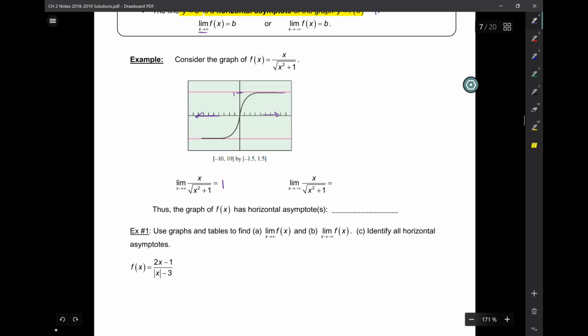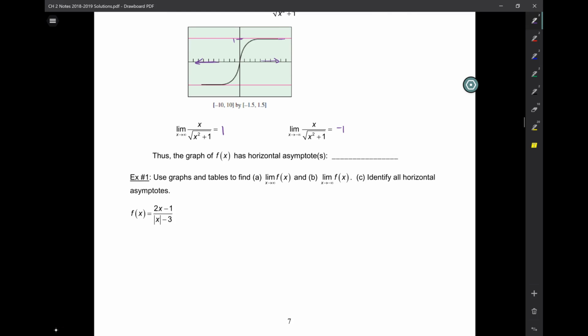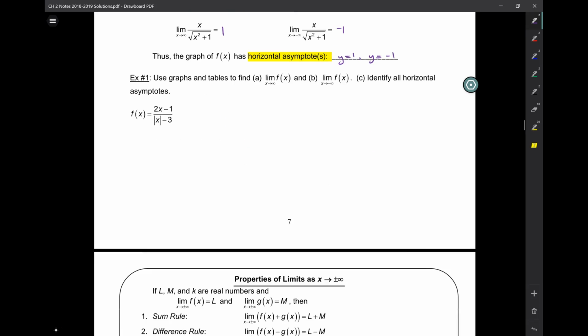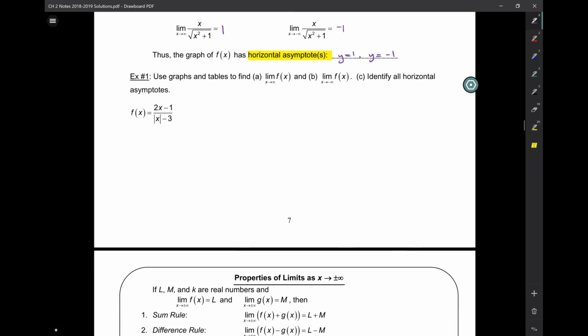Now, what if x approaches negative infinity? What y value vertically is the graph approaching? -1. Okay? So these were the limits as x approaches infinity and negative infinity. So we say that this graph has two horizontal asymptotes, and they happen at y equals 1 and y equals -1. Never say the horizontal asymptote is -1. No, it's a line, it needs to have an equation, y equals -1. All right? Yes, you could also write in concise form y is plus or minus 1.